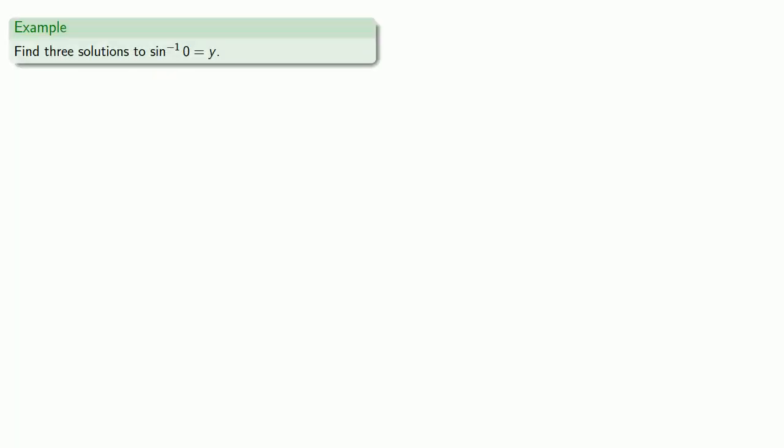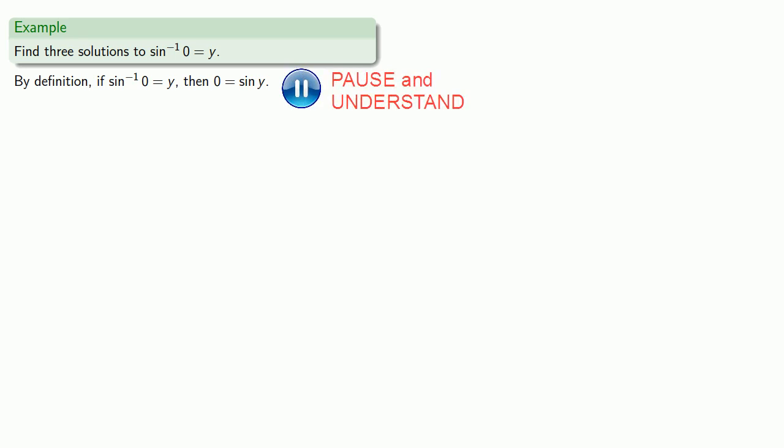And the reason is that the trigonometric functions are periodic. So, for example, suppose I want to find 3 solutions to the inverse sine of 0 equals y. By definition, if the inverse sine of 0 is equal to y, then 0 is equal to the sine of y. And so let's try and find solutions. If y is equal to 0, then sine of 0 is 0, so y equals 0 is a solution.